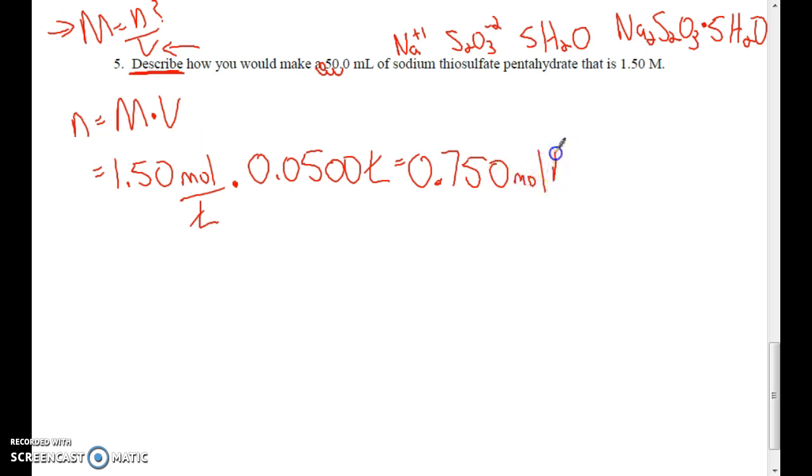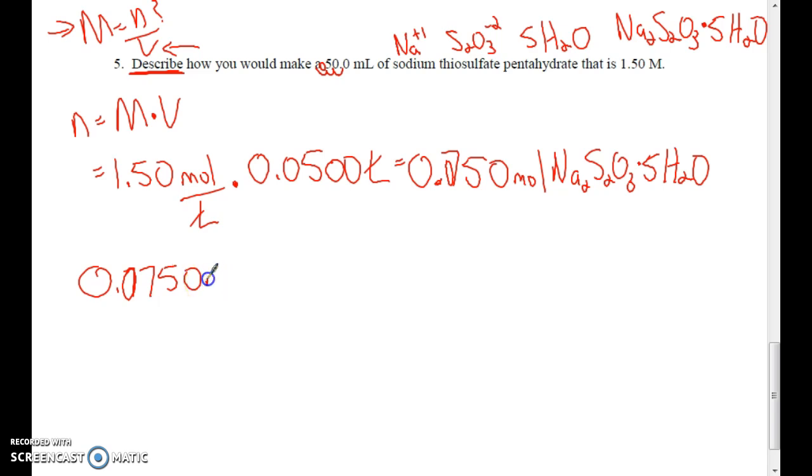And that's 0.750 moles of Na2S2O3·5H2O. Now, when we go to a balance, we never actually measure out moles. We have to get the mass of it, so now I have to convert those moles to mass. I said that wrong. It should be 0.0750 moles of Na2S2O3·5H2O.